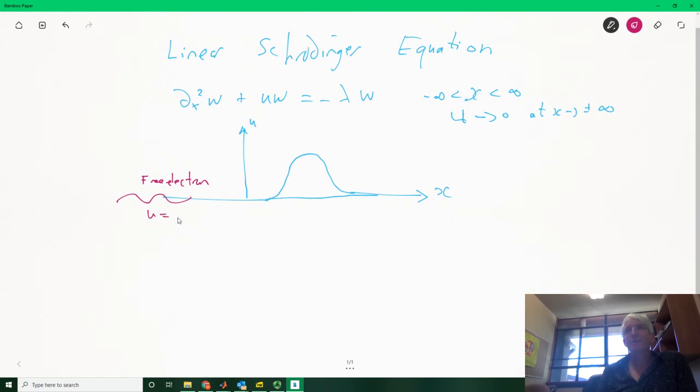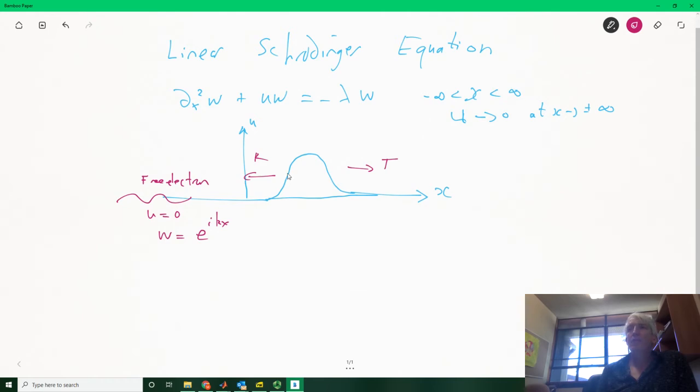Okay, so u is equal to 0, and the solution w must be something like e to the ikx. We'll come to that. You can sort of see that k is going to be the square root of lambda or something like that. These free electrons, when they encounter this thing here, are going to bounce. Some are going to be reflected and some are going to be transmitted.